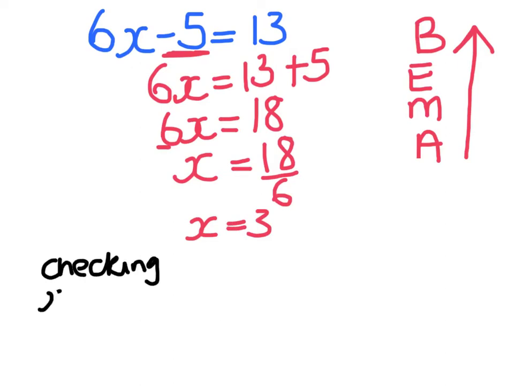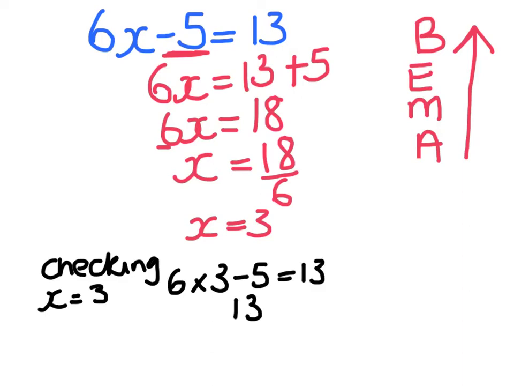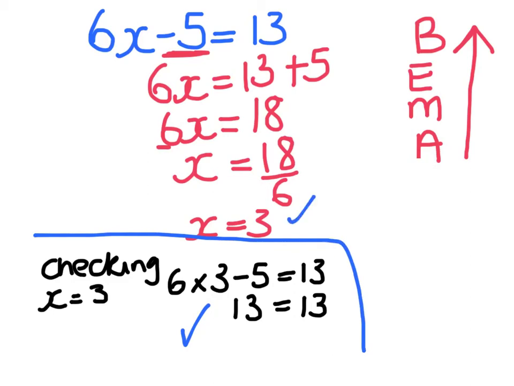Like we did on the other side, we're just going to do a bit of checking. We're going to say when x equals 3, we're going to get 6 times 3 minus 5 equals 13. 6 times 3 is 18, minus 5 is 13. And therefore we know both sides of the equation are correct. Therefore we know that back up here is also correct.